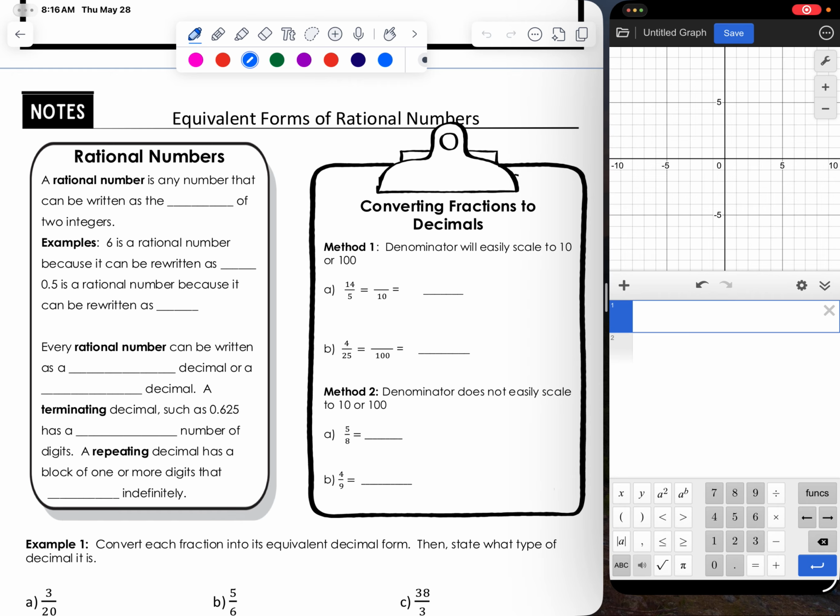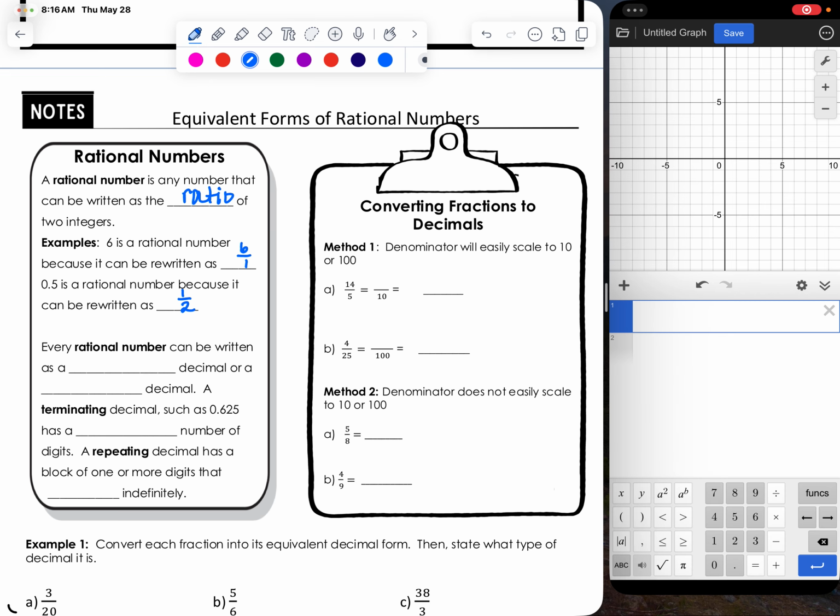A rational number is any number that can be written as the ratio of two integers. For example, 6 is a rational number because it can be written as the ratio of 6 to 1. 0.5 is a rational number because it can be written as the ratio of 1 to 2.